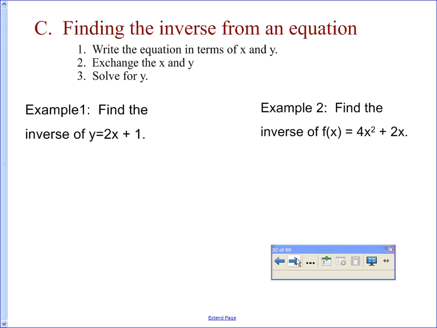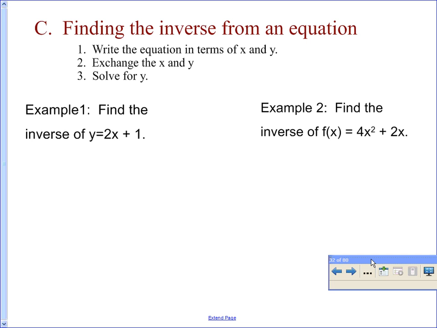Now we're going to do it by giving the equation. Let's say I give you the equation y equals 2x plus 1, and I ask you to find the inverse of that. The steps are here. You need to write the equation in terms of x and y, and that's already the case here. Then you want to exchange the x and y values. So this is going to become x equals 2y plus 1.